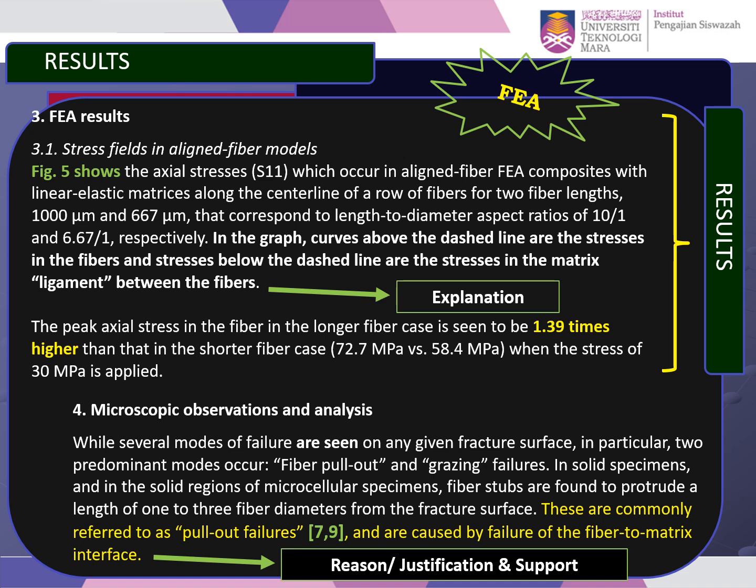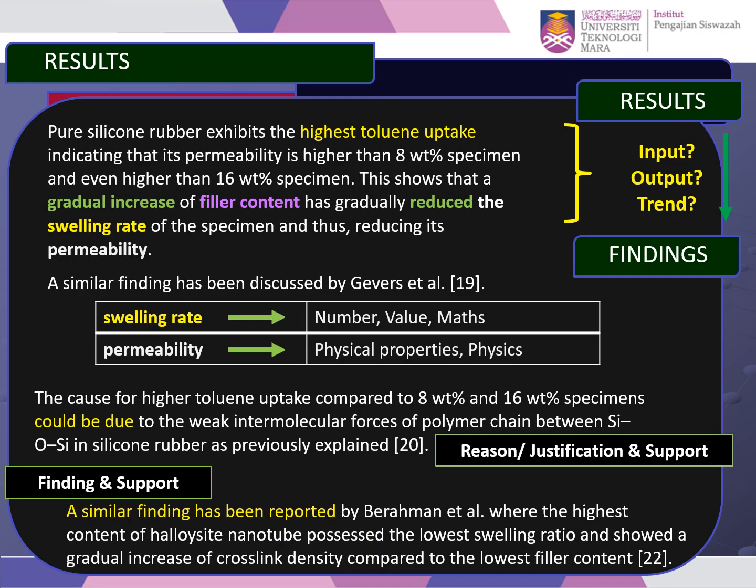Another example is the microscopic observation analysis. Look at the last sentence. These are commonly referred to as pull-out failures. So this is the reason or the justification, and it is supported by previous work. And usually these failures are caused by failure of the fiber to matrix interface. So this is the reason or justification for your results.